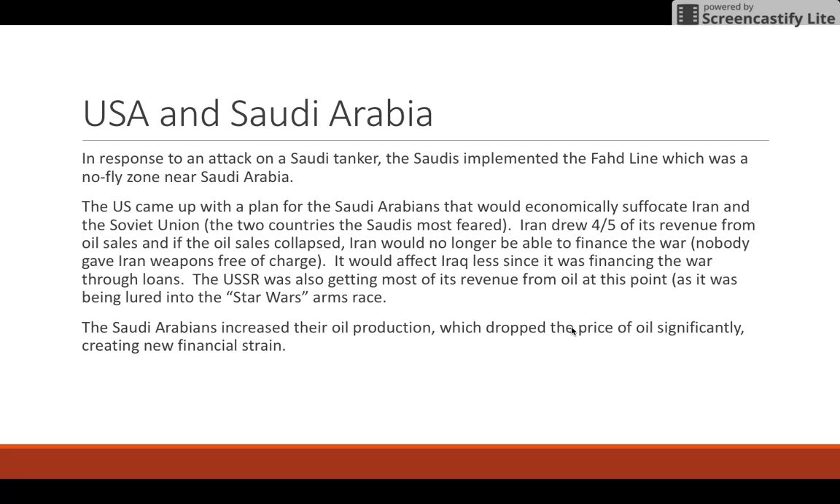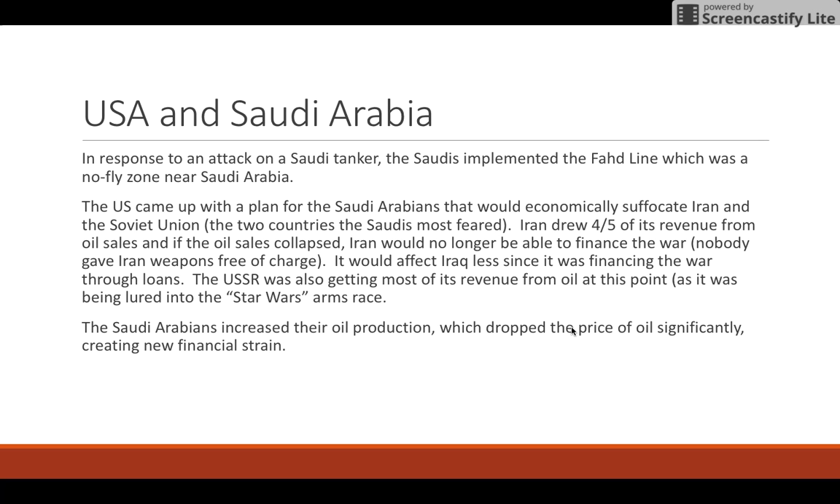Likewise, the Saudis wanted to see Iran suffer. So the United States came up with a plan for the Saudi Arabians that would suffocate the two countries that they feared the most, the Soviet Union and Iran. Iran drew most of its revenue from oil sales, and the same was true of the Soviet Union, which was getting most of its revenues from oil at this point. This was partially because it was getting stuck in an arms race with the United States, protecting outer space. But that's a different story.